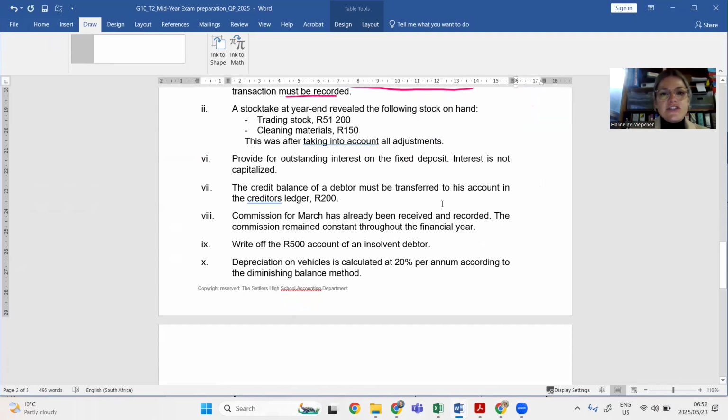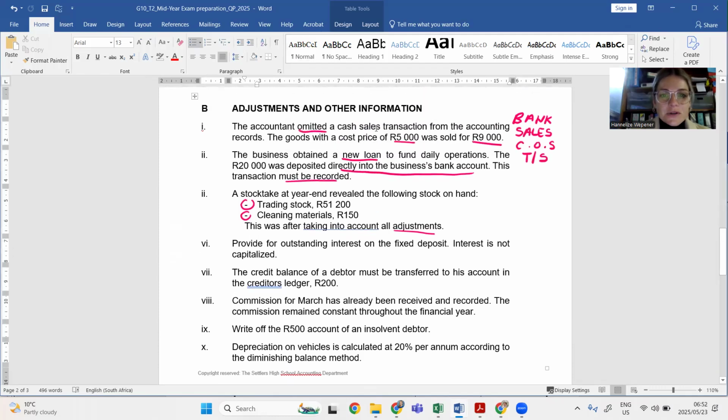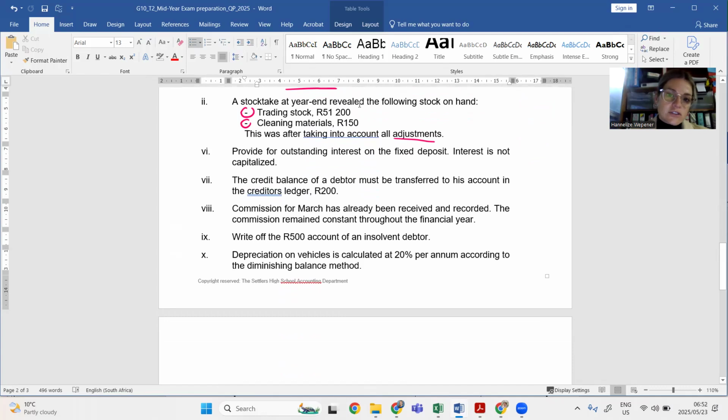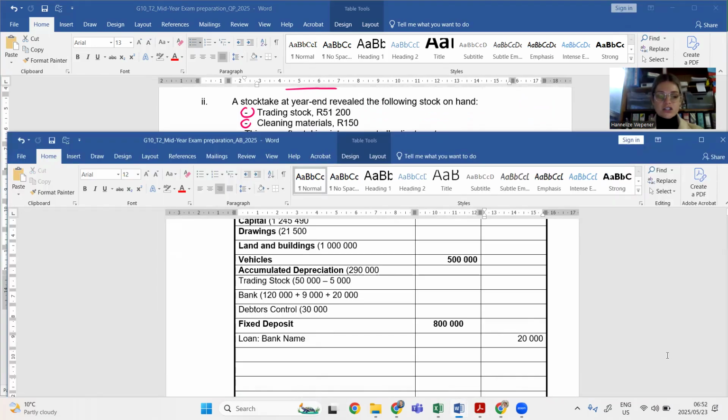Then a stock take at year end revealed that you had trading stock and cleaning materials. This was after taking into account all adjustments. In other words, after we gave this customer his trading stock that he purchased, we counted our stock and we found that our stock amounted to 51,200. You must remember that in your financial statements, you must reflect the trading stock balance as per the physical count, because that is the most accurate figure that you have for trading stock.